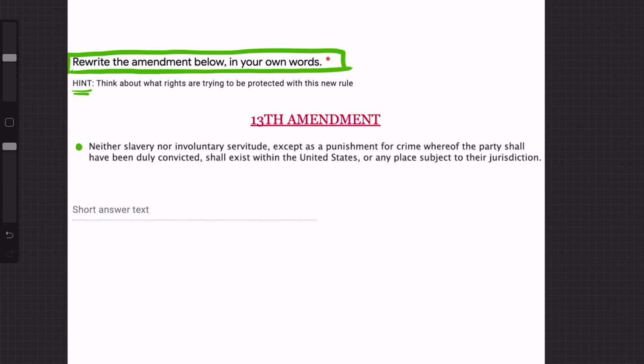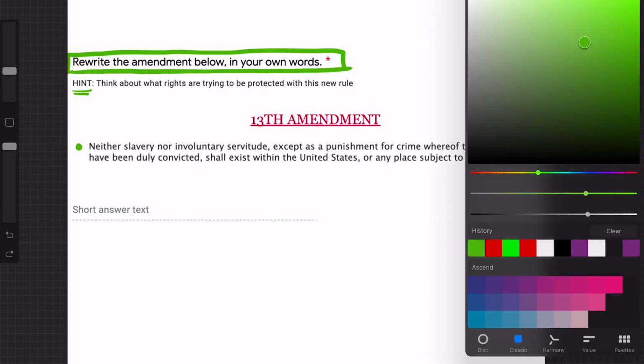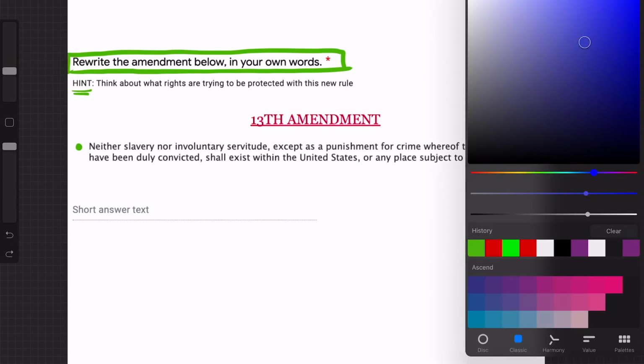So let's start. So, neither slavery nor involuntary servitude, these 2 things are basically the same thing. Involuntary means you're not a volunteer. Servitude means serving or being a slave. So, to do something without wanting to, or slavery, is not going to be allowed, except as a punishment for a crime. So hold on, let me remake these annotations. I'm going to use a different color. I'll use blue. Use a lighter blue. Okay.